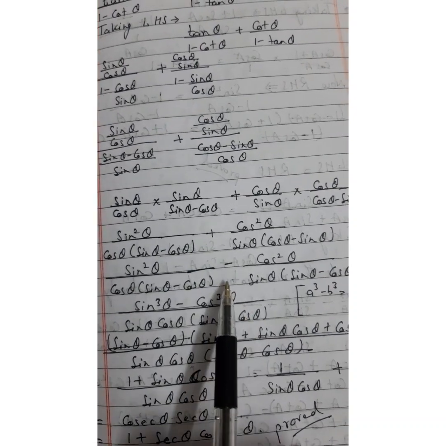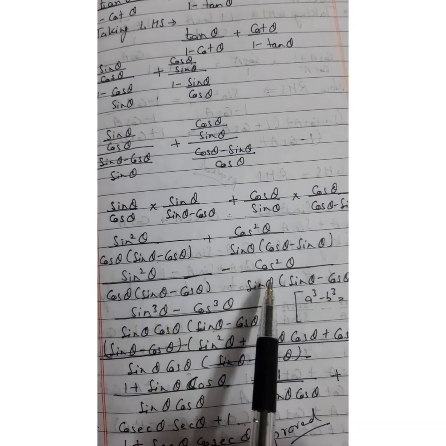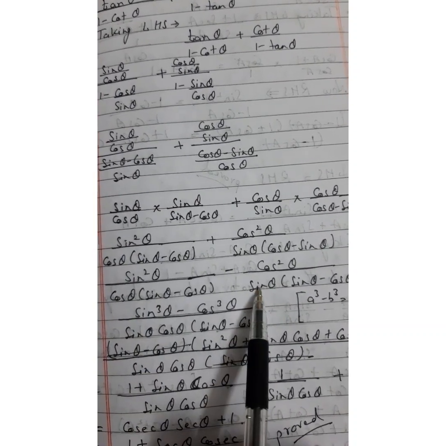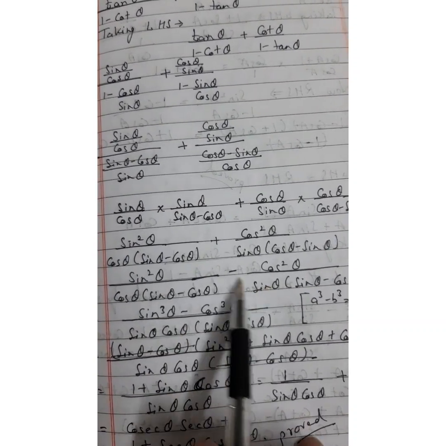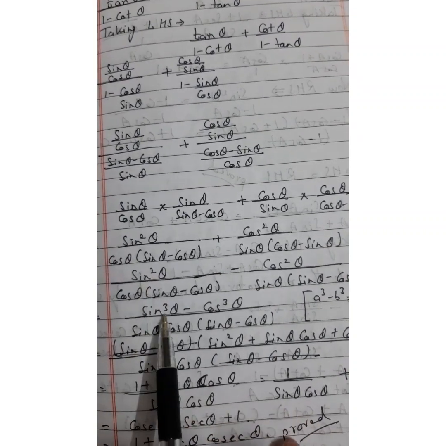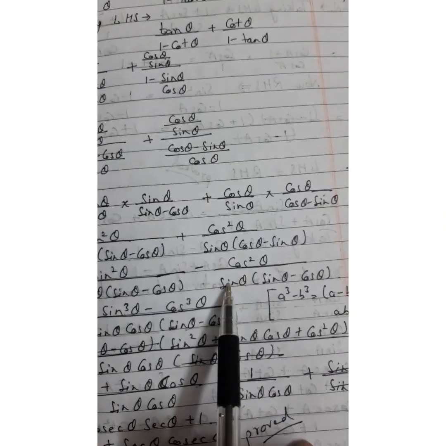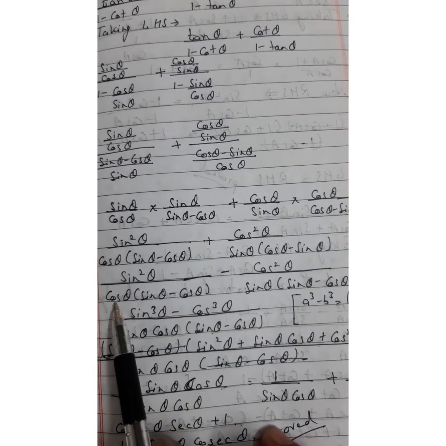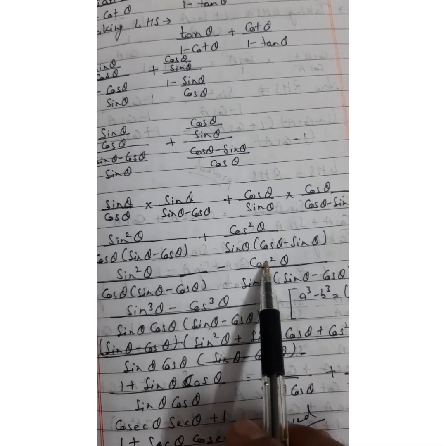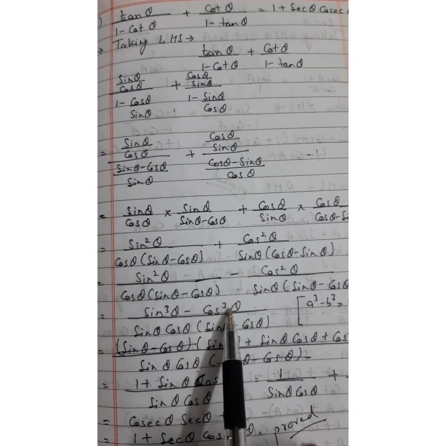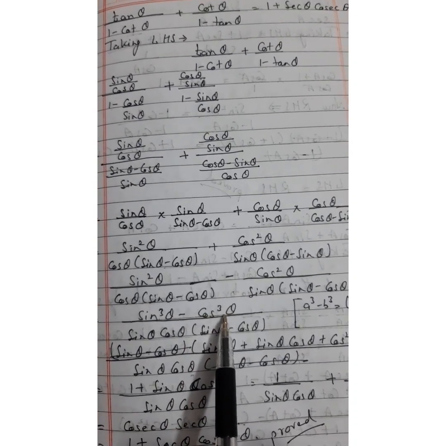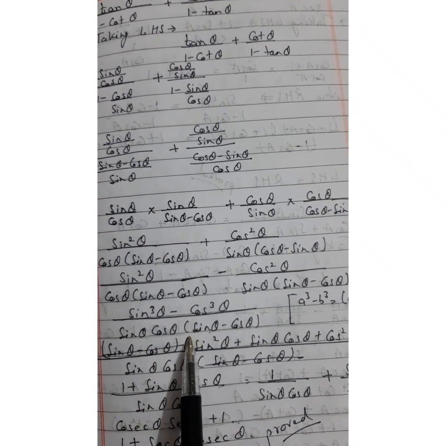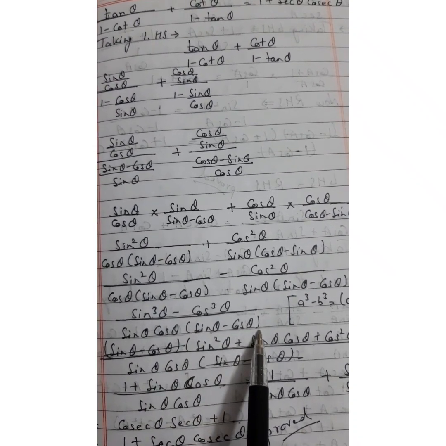Okay. Now, because we are not having sin theta in this term, we have to cross multiply. Sin theta into sin square theta will become sin cube theta. Now what is missing here? Cos theta. It means we have to multiply cos theta into cos square theta, and it will become cos cube theta, right? Upon sin theta into cos theta into sin theta minus cos theta.